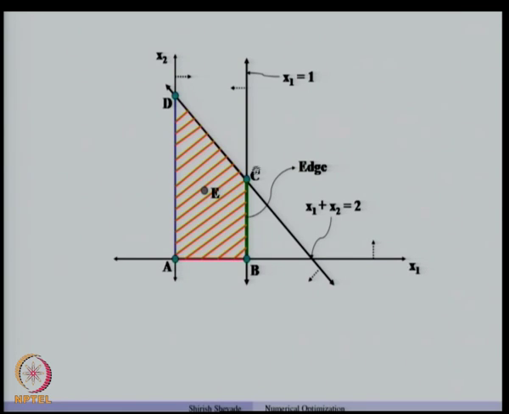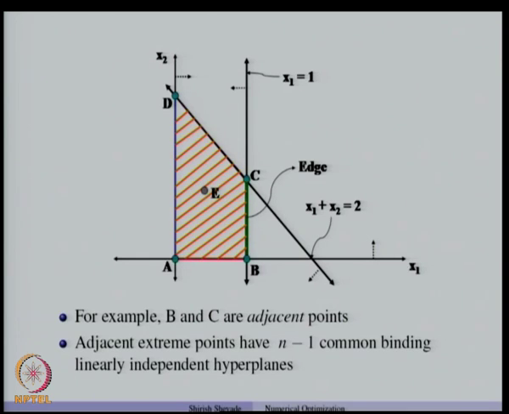Now, you will see that on the edge there is only one constraint active in this two-dimensional case. So, the edge is typically defined by n-1 linearly independent hyperplanes that define the constraint set X in n-dimensional space. So, adjacent extreme points have n-1 common binding linearly independent hyperplanes. Those are the hyperplanes which are active associated with the edge.